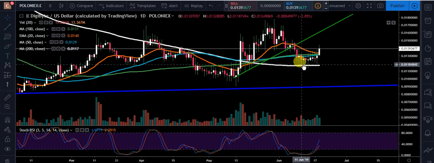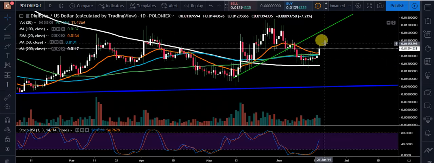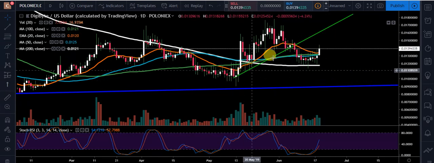We put in a doji candle off this 200-day moving average right now, and we're starting to push to the upside. So the next resistance I'd look at is around that 0.01462. That's going to be a spot, and then it would be ultimately this trend line here.